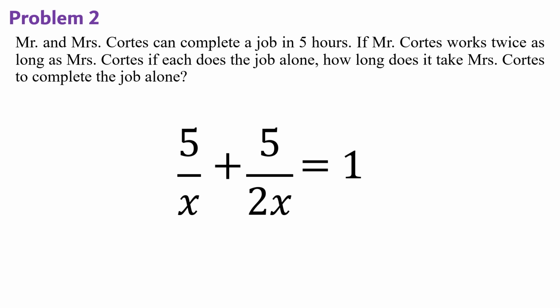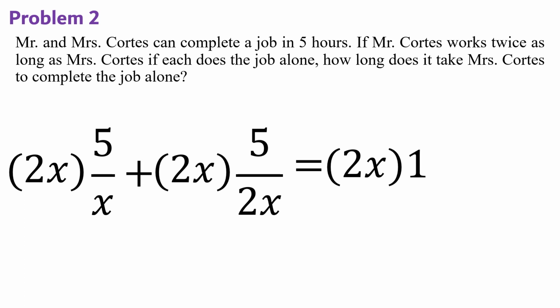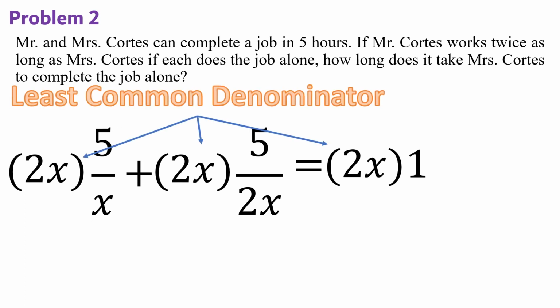Next is, again, if there is a denominator, we have to find ways to eliminate the denominator, meaning eliminate the fraction, so that the whole thing will only be whole numbers, so that it's going to be easier for us to calculate. So to do that, we need to get the least common denominator. So this is the LCD, or least common denominator. It is the least term that can be divided by x and also by 2x.